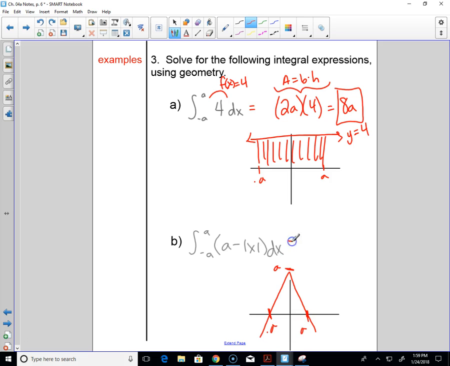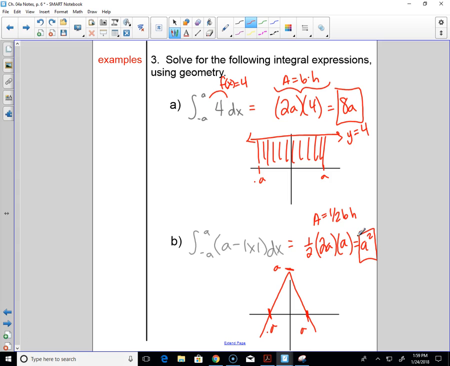The area formula for a triangle is just area equals 1/2 base times height. So what's the base? 2a. And what's the height? a. So what's my final area? What do you guys think? Not too shabby.